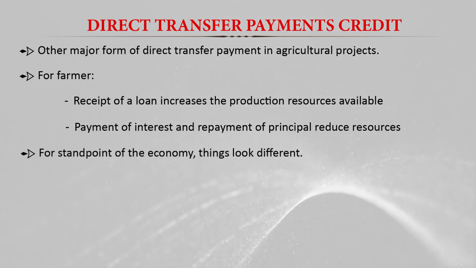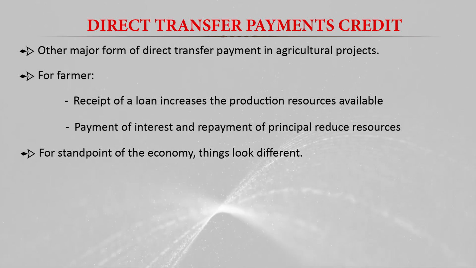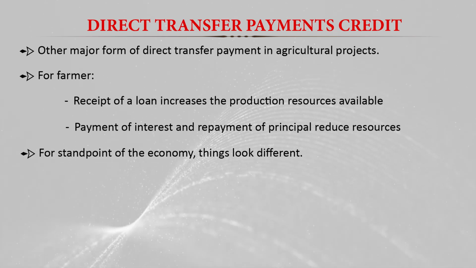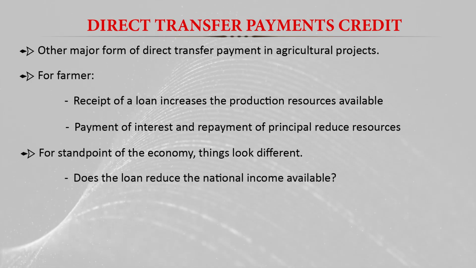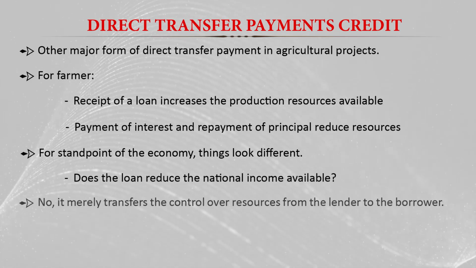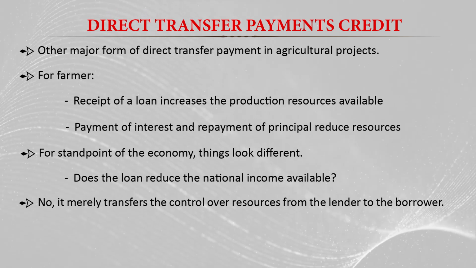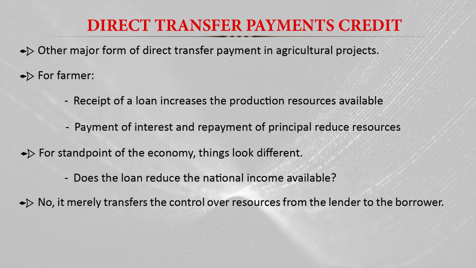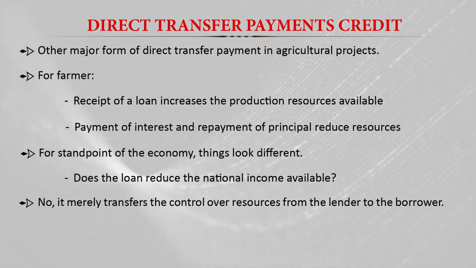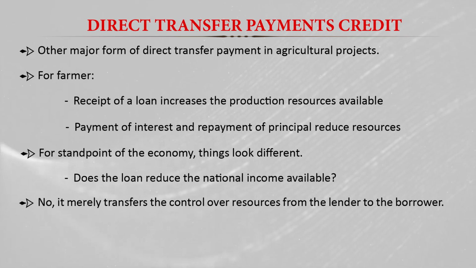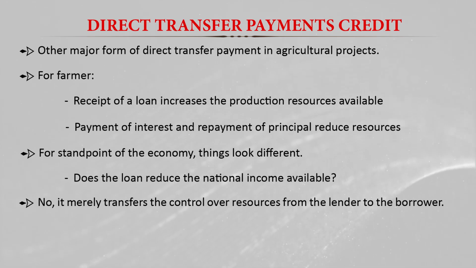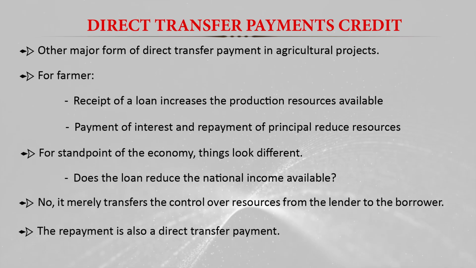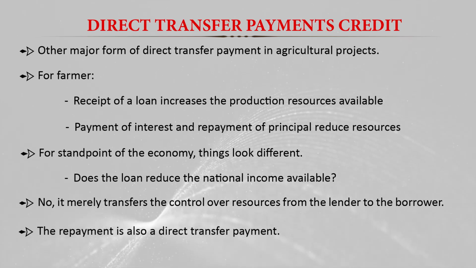But for the economy as a whole, it looks different. Does the loan reduce the national income available? No, because the bank is giving a loan to a particular person, but it is not affecting the national income as a whole. So there is no change. It is only a transfer of the control of resources from one person, that is the lender in case of the credit, to the borrower, that is the farmer. So repayment is also a direct transfer payment.